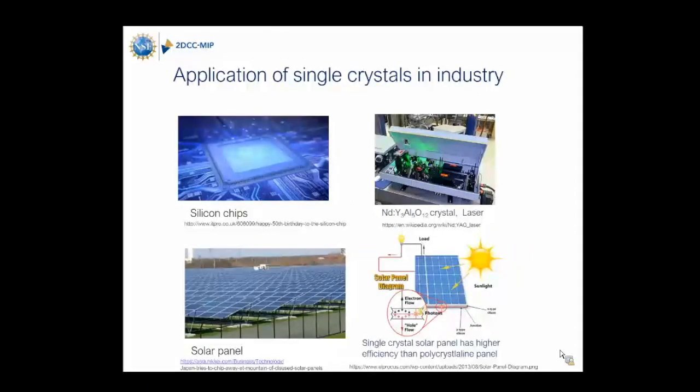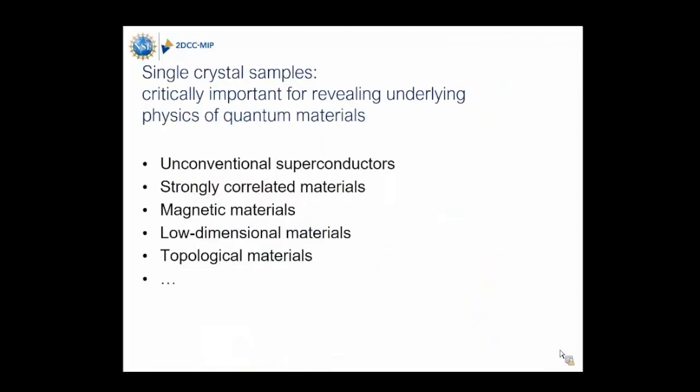Single crystals are also very important for industry. They have a wide range of applications, including silicon chips, lasers, and solar panels. The solar panel could use either polycrystalline silicon or single crystalline silicon, but the single crystal silicon panel has much higher efficiency than the polycrystalline panel. That's why single crystal silicon production is very important for industry.